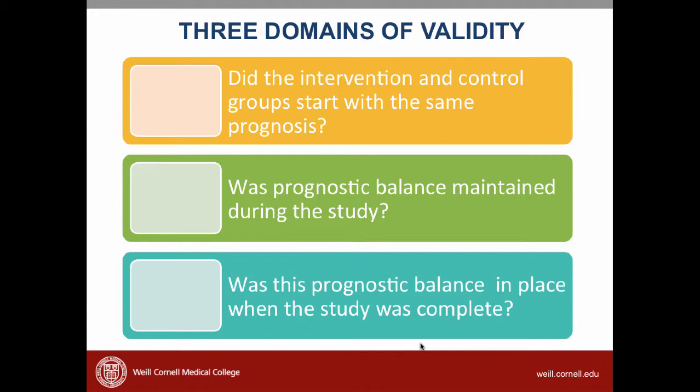First, did the intervention and control groups start with the same prognosis? Second, was prognostic balance maintained during the study? And third, was this prognostic balance in place when the study was complete? Let's look more closely at all of these domains, starting with the first one.